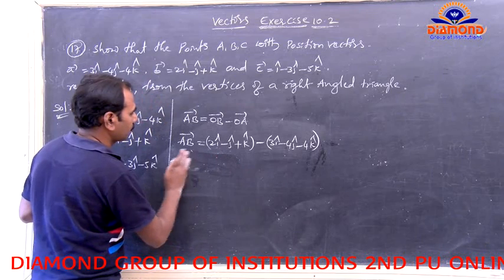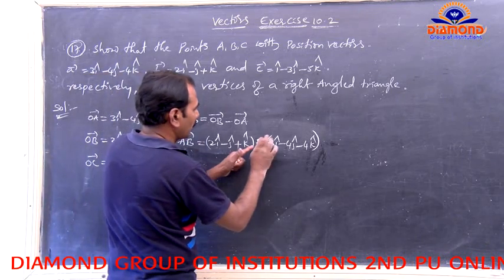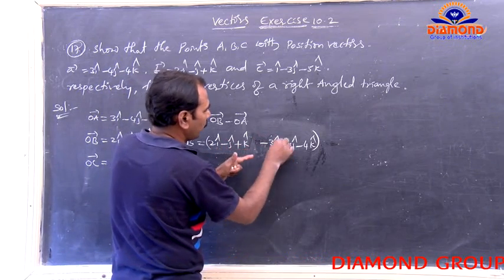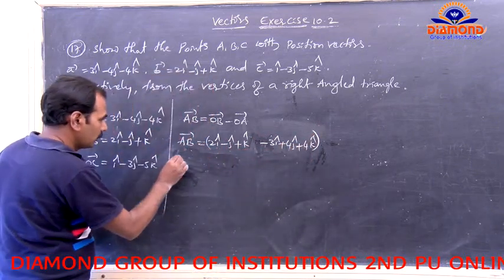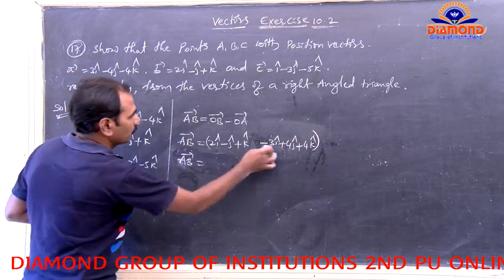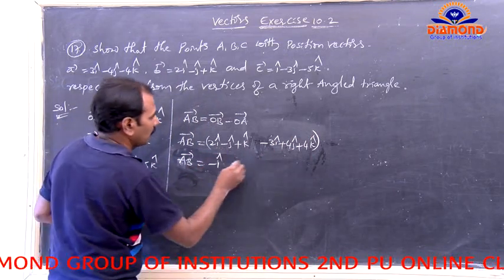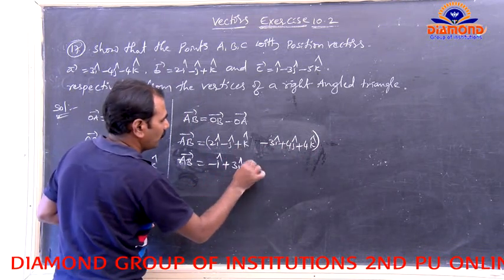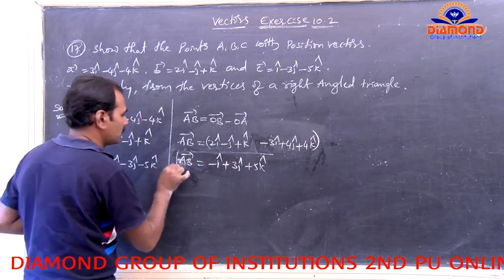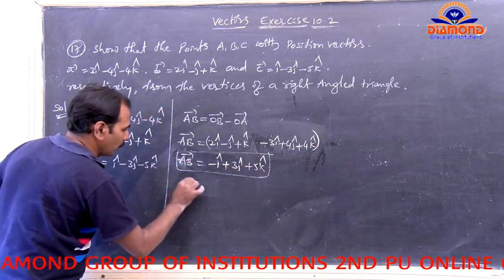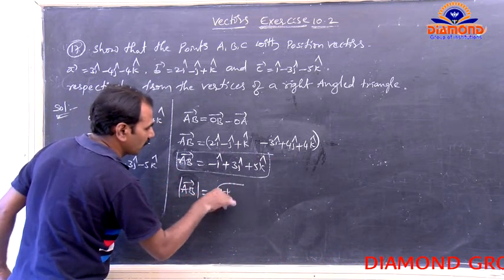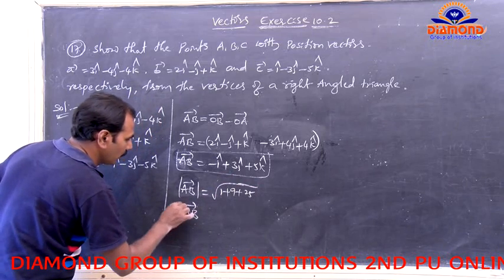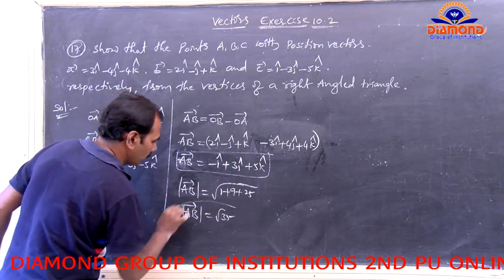Now take this one plus: first one minus, then plus, plus. So AB bar equals minus i cap plus 3j cap plus 5k cap. This is AB. AB magnitude equals square root of 1 plus 9 plus 25, which means AB magnitude equals root 35.